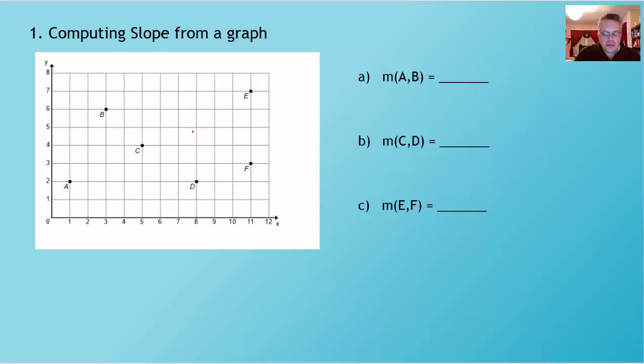So slope is the ratio between rise and run. That is the change in y divided by change in x. And that's what this symbol here is referring to. M is for slope. These two letters are the points we're finding slope between.